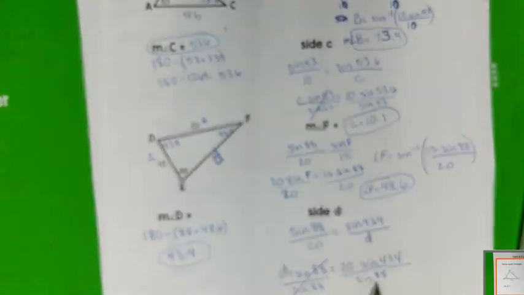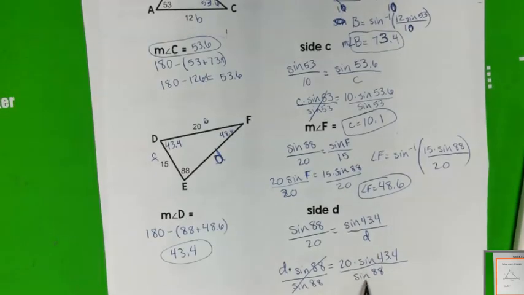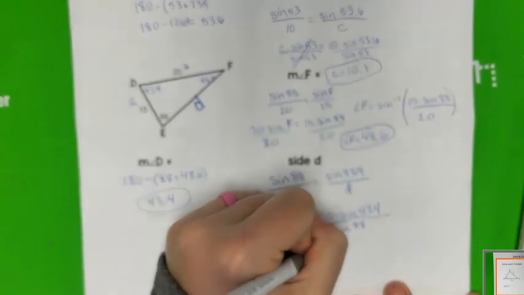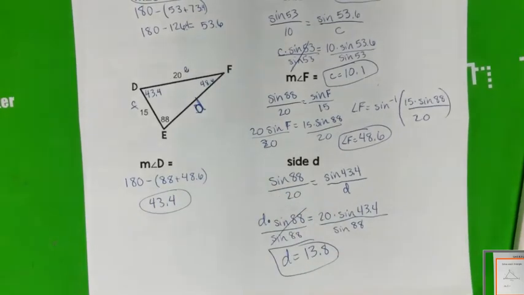And then we just put this in the calculator, 20 times sine of 43.4 divided by sine of 88, because we are looking for a side, so we don't want to use inverse. And when we put that in the calculator, we get 13.8.